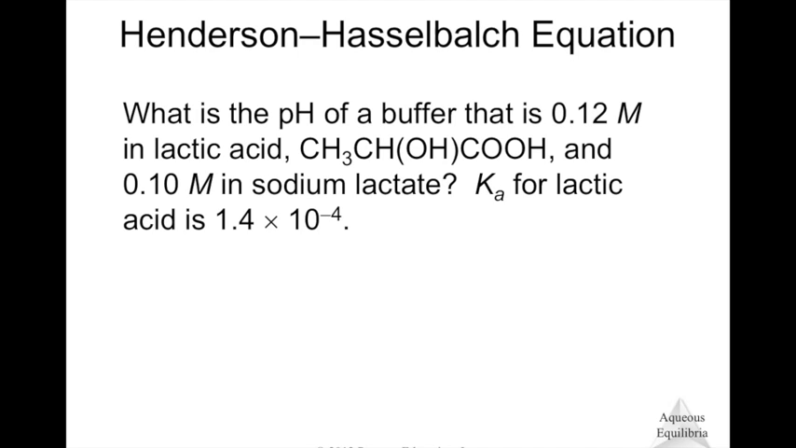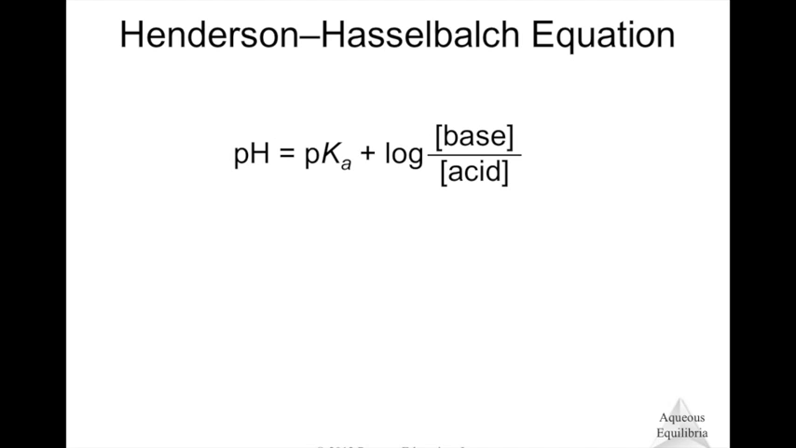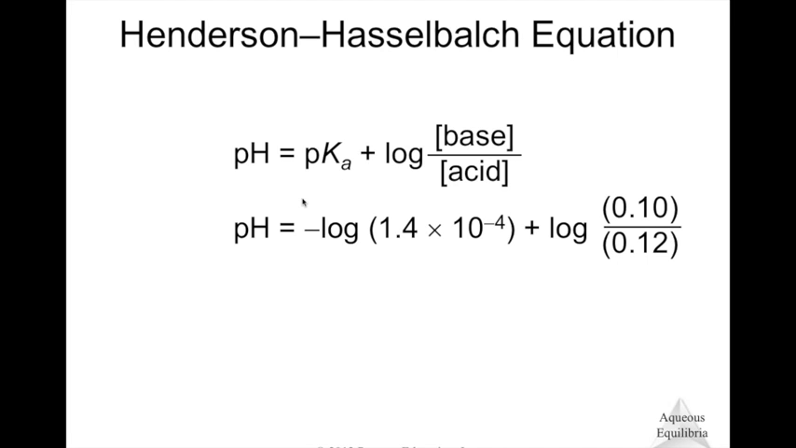So how could we use this? What would the pH be of a buffer that is 0.12 molar lactic acid and 0.1 molar sodium lactate? Again, that lactate is going to be the conjugate base of the lactic acid, and the Ka for the lactic acid is 1.4 times 10 to the minus 4. So simply, we just plug this into our Henderson-Hasselbalch equation. We're looking for pH, and we were given all the rest of these values, which makes that fairly simple.